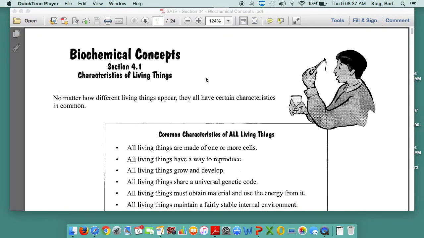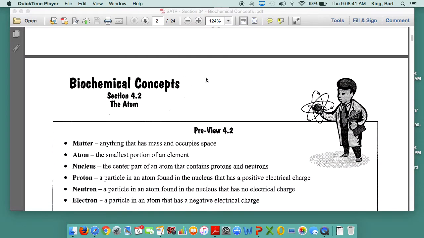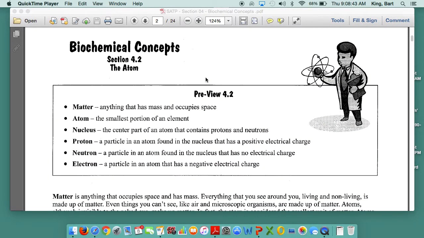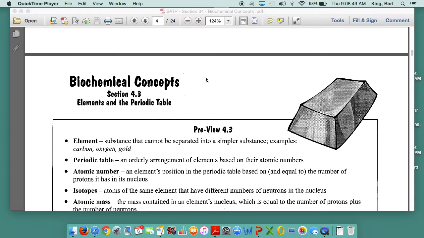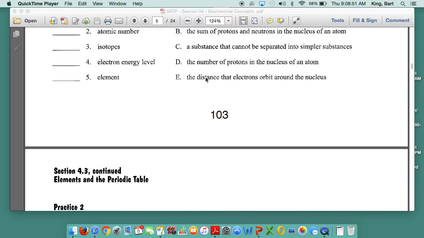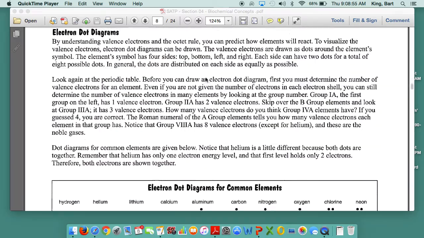All right, so section 2 through 5, this is a recap of this section from our notes. 4.2, the atom. 4.3, elements in the periodic table. 4.4, reactivity. And 4.5, bonding.